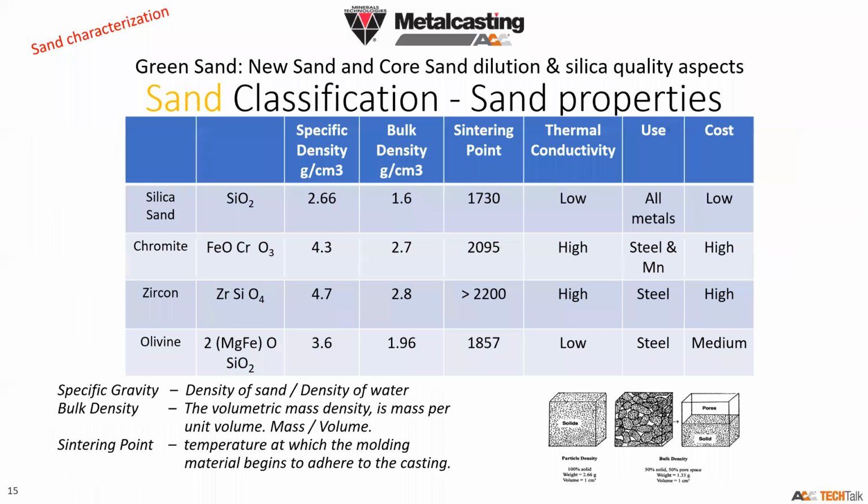Well, now let's keep on with sand classification and sand properties. If we compare silica sand, chromite, zircon, and olivine, you would say that definitely silica sand is not the best. In terms of density, it is not the best. In terms of bulk density, neither. Sintering point is even the lowest. Thermal conductivity is not so high, but the cost is very low and availability is very high. Again, chromite, zircon, and olivine are alternatives in specific cases that we want to keep as a solution for specific applications.